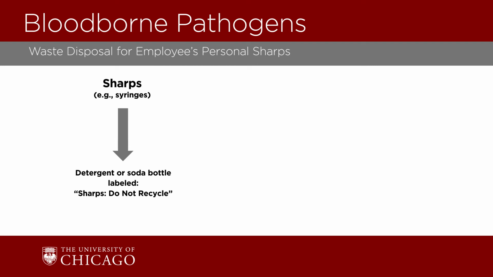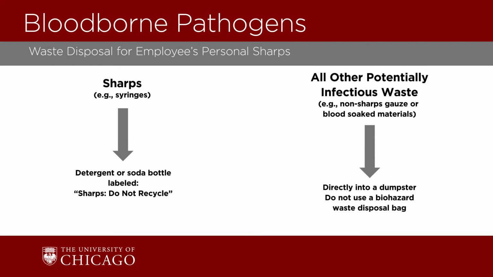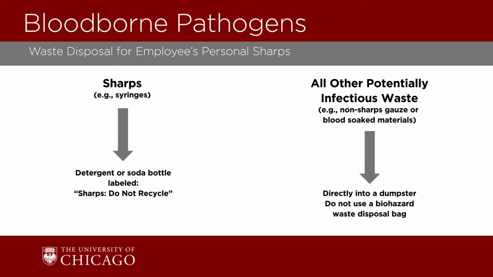For disposal of employees' personal sharps, for example, syringes, insert them into an empty detergent or soda bottle and label "Sharps, do not recycle," then dispose of them in the general waste. All other potentially infectious waste, for example non-sharps, bandages, or blood-soaked materials, can be thrown directly into the general refuse and do not require the use of a red biohazard waste disposal bag.